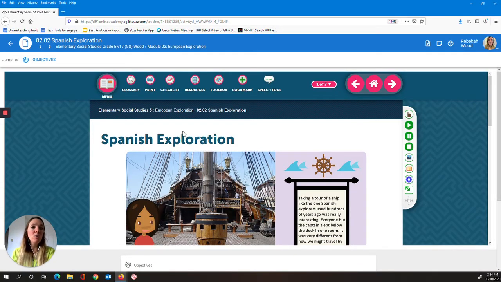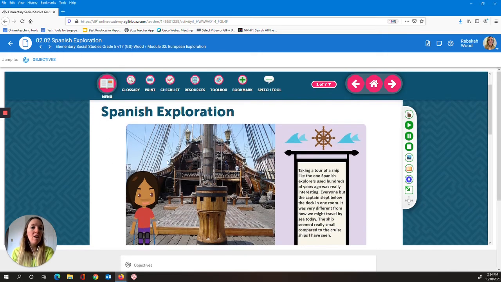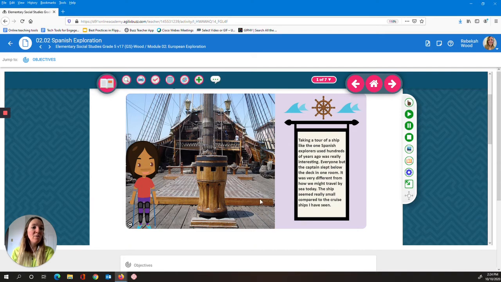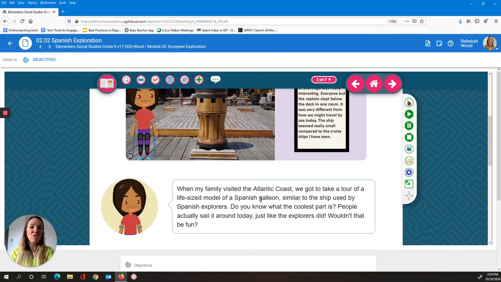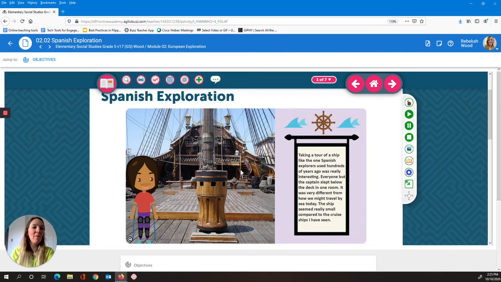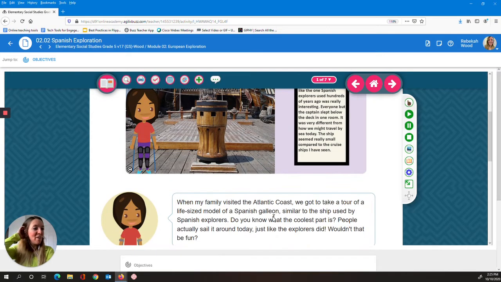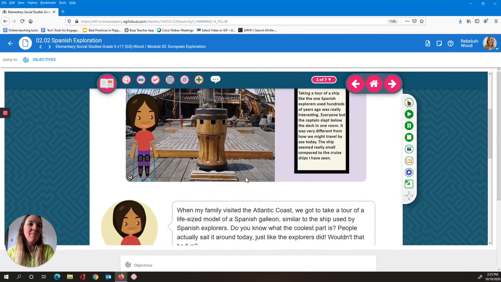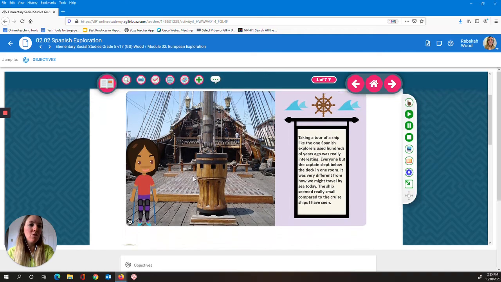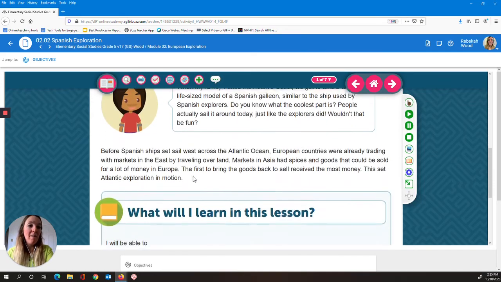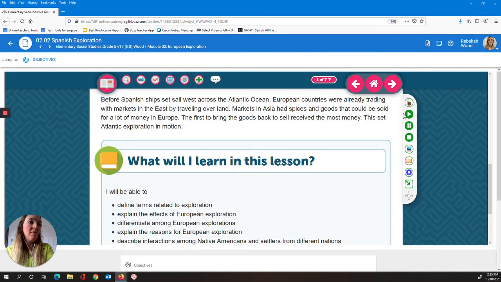So in Lesson 2, Spanish exploration, here we are in Lesson 2, we start to learn about these Spanish and why they came over. This is a little snippet about their ships. They came over on galleons. This might kind of remind you of pirate ships for those of you that like pirates and pirate adventures, which I really love. So the Spanish galleons were really cool, and those were the ships that they came over in. And there's our objectives.